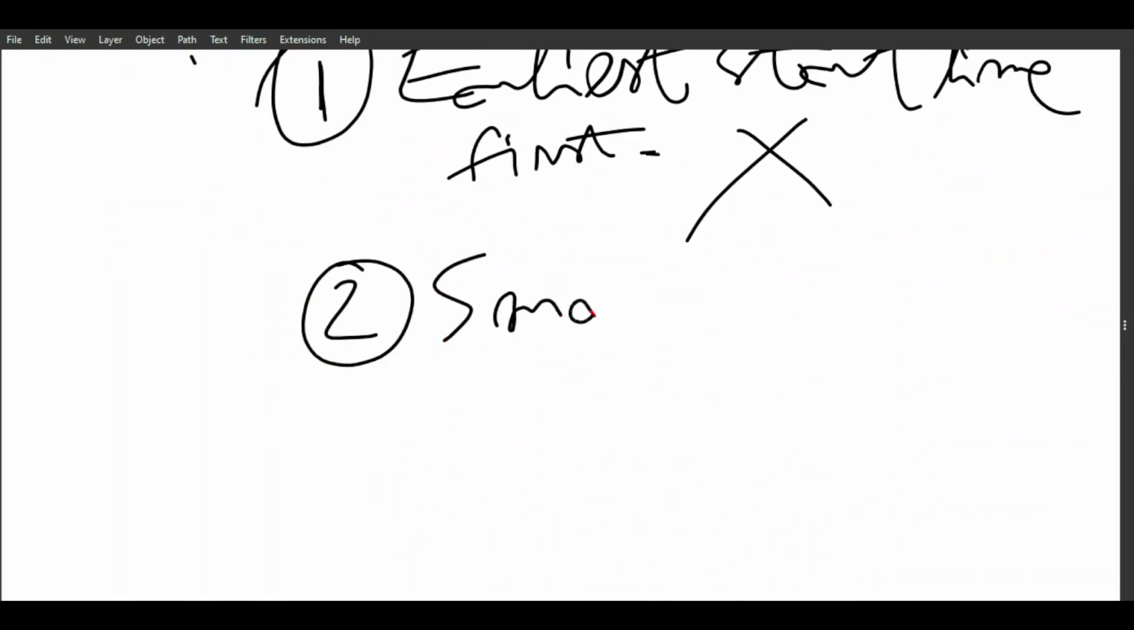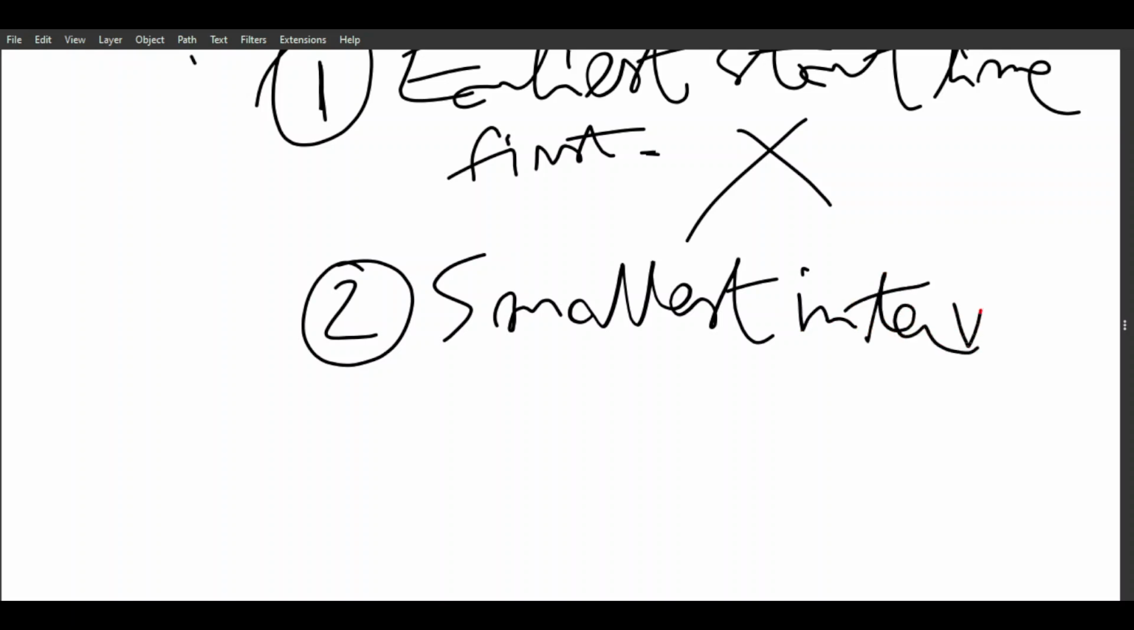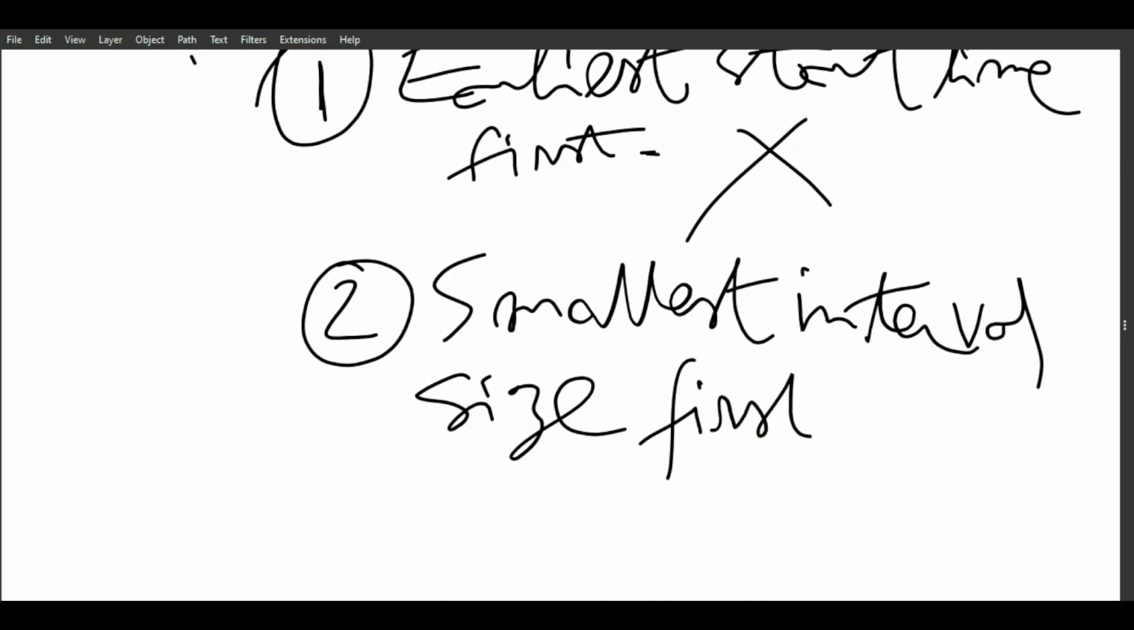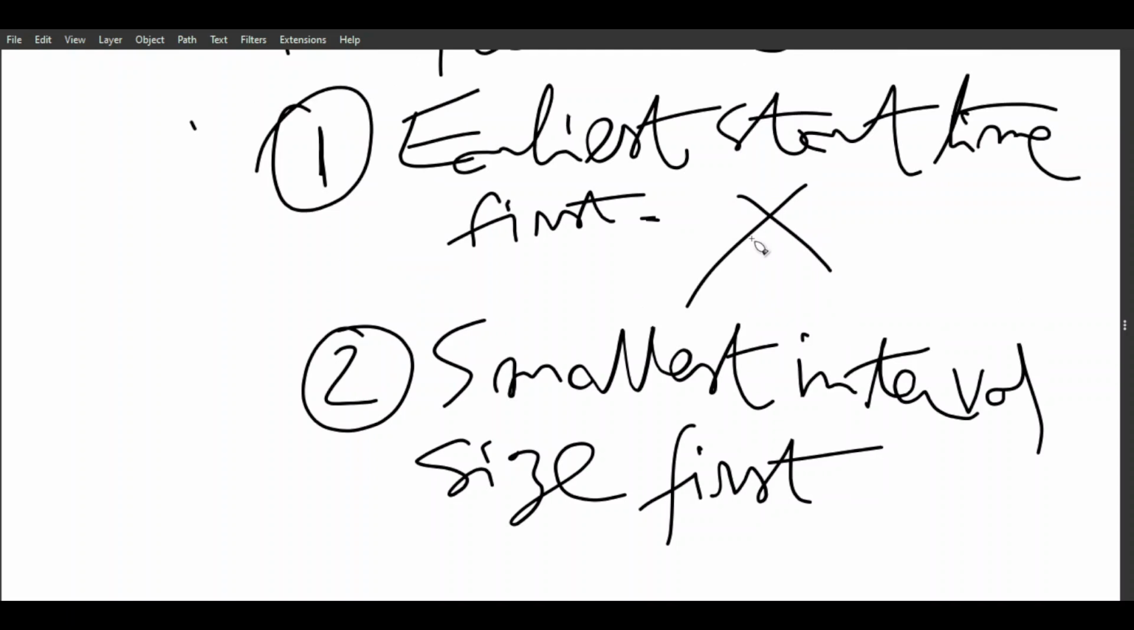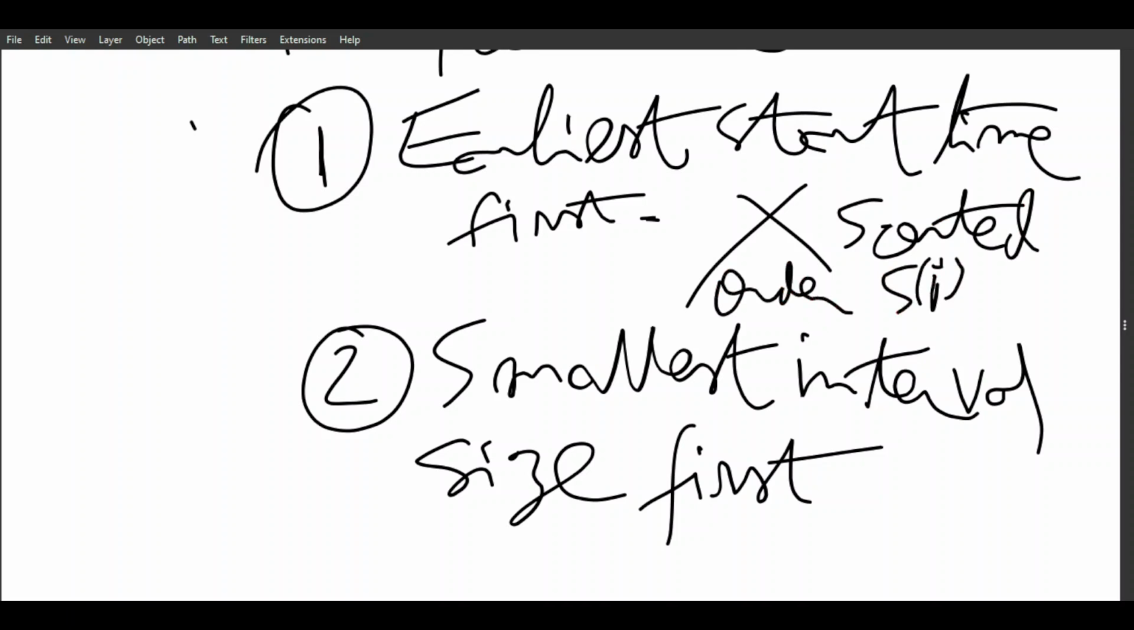Next heuristic we try: smallest interval size first. Earlier, earliest start time first was based on sorting the sorted order of Si. Sorted order of Si means once we choose a particular interval, we have to remove all other intervals which overlap. So here it is also very similar.